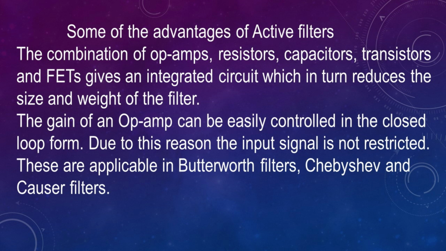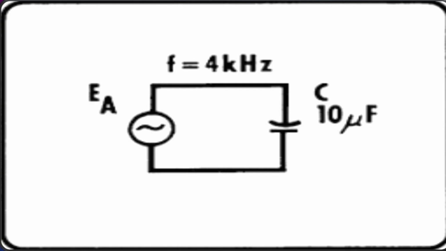Some of the advantages of active filters. The combination of op-amps, resistors, capacitors, transistors and FETs gives an integrated circuit which in turn reduces the size and weight of the filter. The gain of an op-amp can be easily controlled in the closed-loop form. Due to this reason the input signal is not restricted. These are applicable in Butterworth, Chebyshev and Kaiser filters.